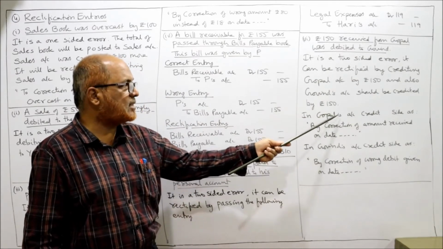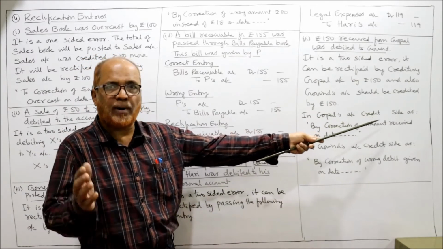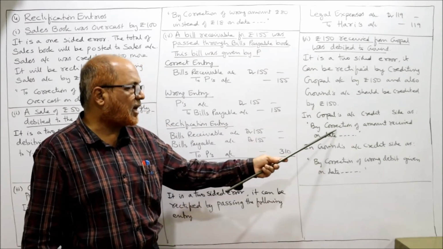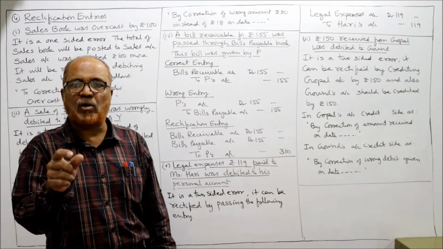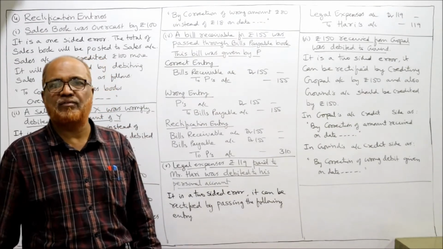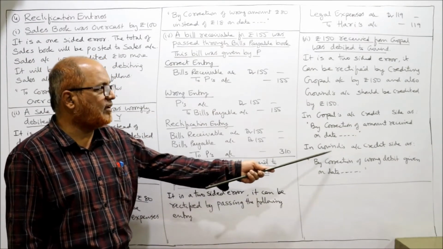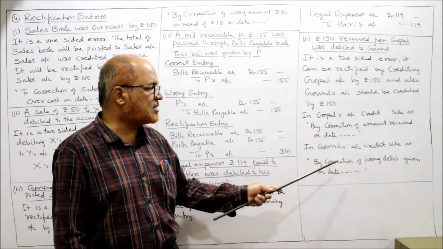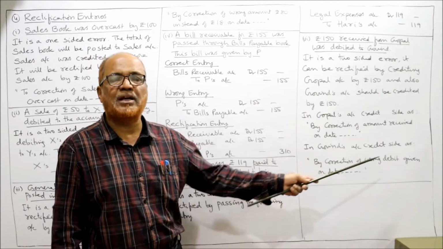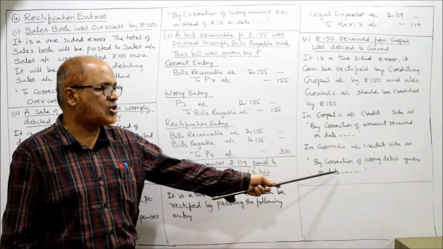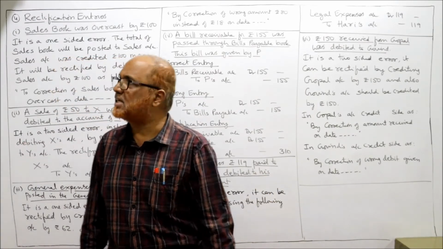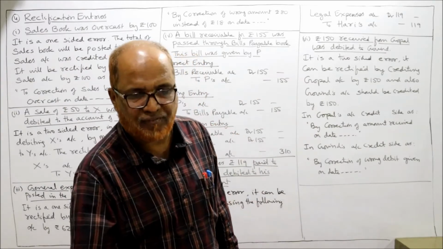So in Gopal's account, credit side, by correction of amount received on so and so date, 150 rupees. And in Govind's account, credit side, by correction of wrong debit given on so and so date. That's all. So this is the end of problem number 4.